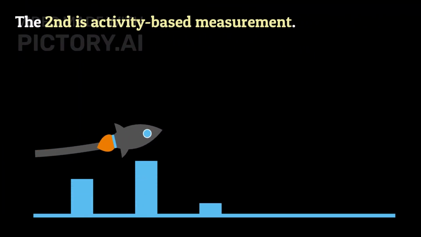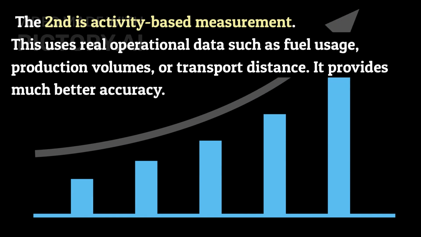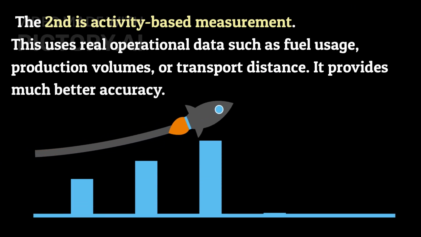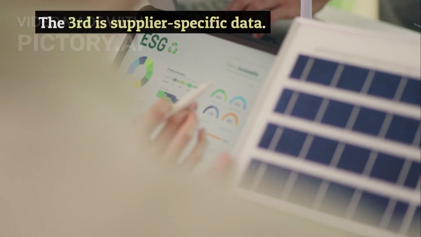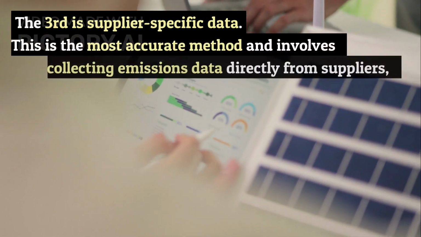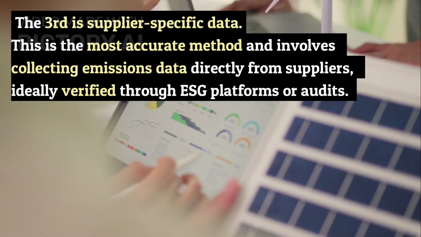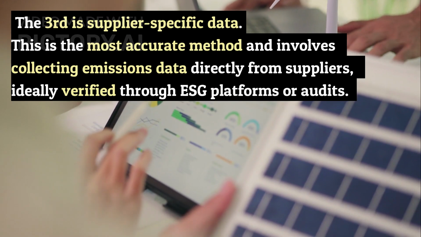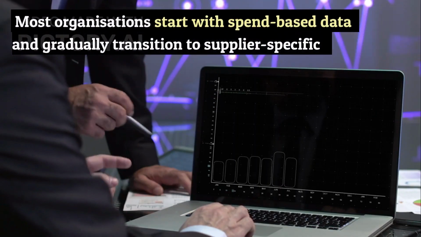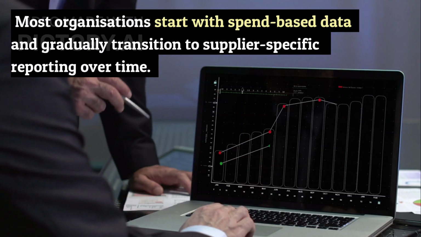The second is activity-based measurement. This uses real operational data such as fuel usage, production volumes, or transport distance. It provides much better accuracy. The third is supplier-specific data. This is the most accurate method and involves collecting emissions data directly from suppliers, ideally verified through ESG platforms or audits. Most organizations start with spend-based data and gradually transition to supplier-specific reporting over time.